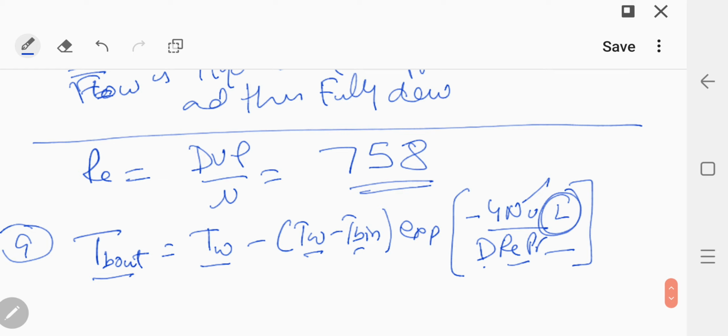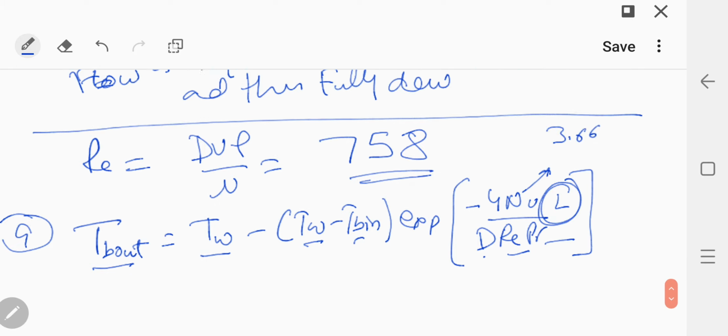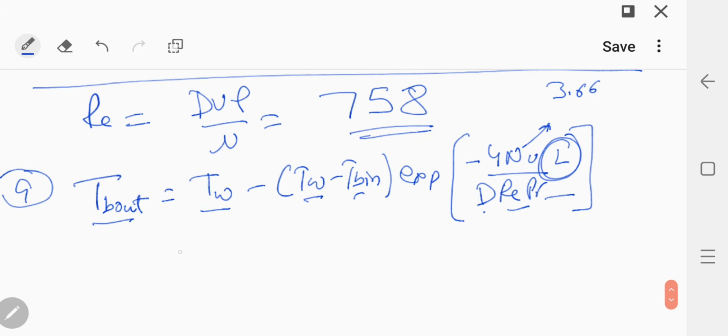Now the Nusselt number we do not know. How do we calculate the Nusselt number? Nusselt number for constant wall temperature condition is 3.66. So everything is given, put the values, calculate the length. So the length comes out to be 7.8 meters.